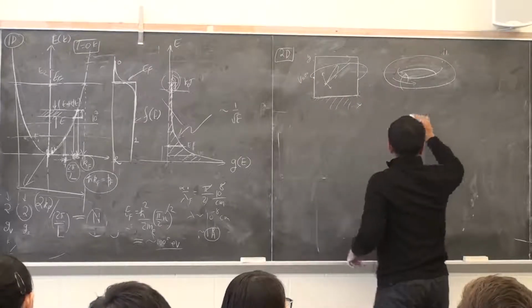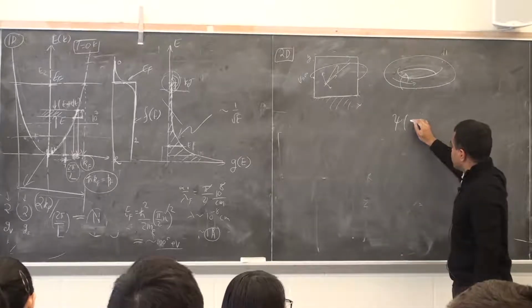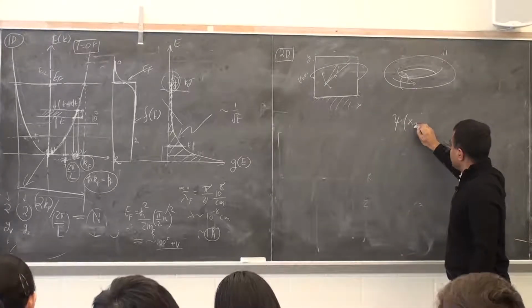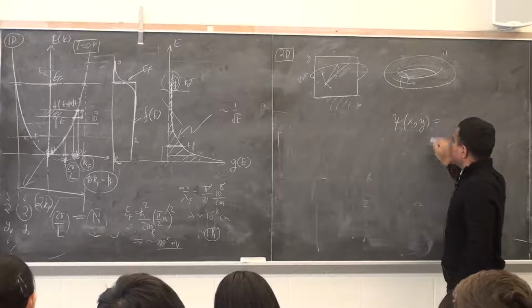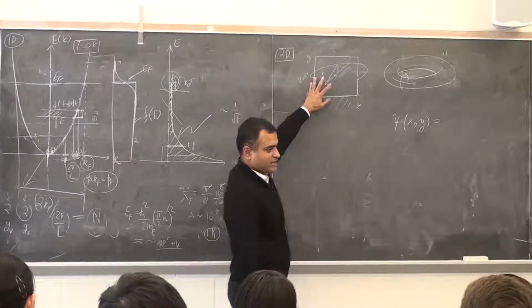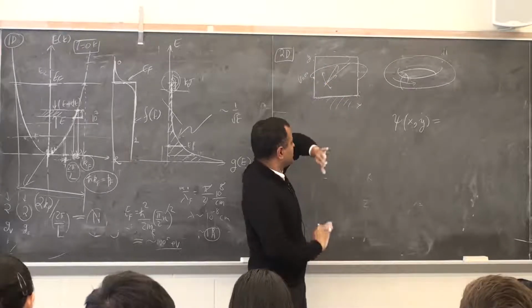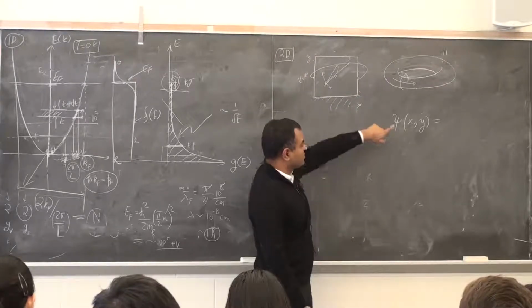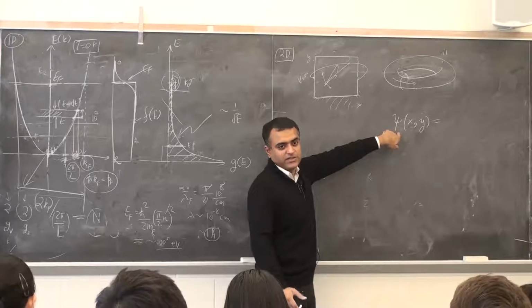But I don't want to go through all the derivation. How do I write my wave function now? What should be a good starting point? It's a free electron. There are no atoms in this 2D electron gas. It's a free electron, no potential. So what should be the trial wave function to start with?